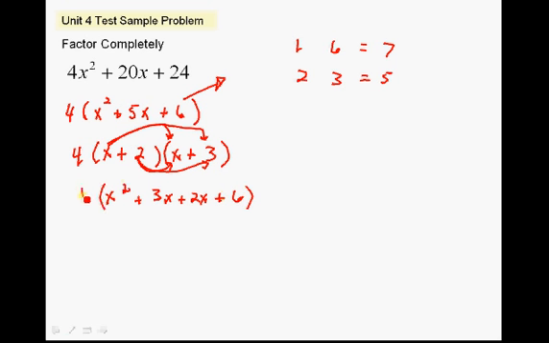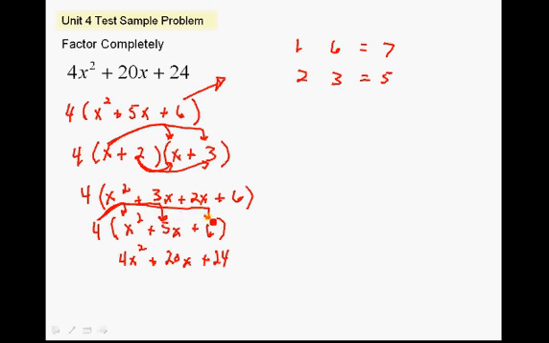Combine like terms: x squared, well, a positive 3x and a positive 2x is plus 5x, and then the 6 is just a 6, right? And then distribute the 4 through everything, and you get 4x squared plus 20x plus 24, because 4 times x squared is 4x squared, 4 times 5x is 20x, and 4 times 6 is 24. That's the distributive property. Okay, use this to help you with the unit test part 2.